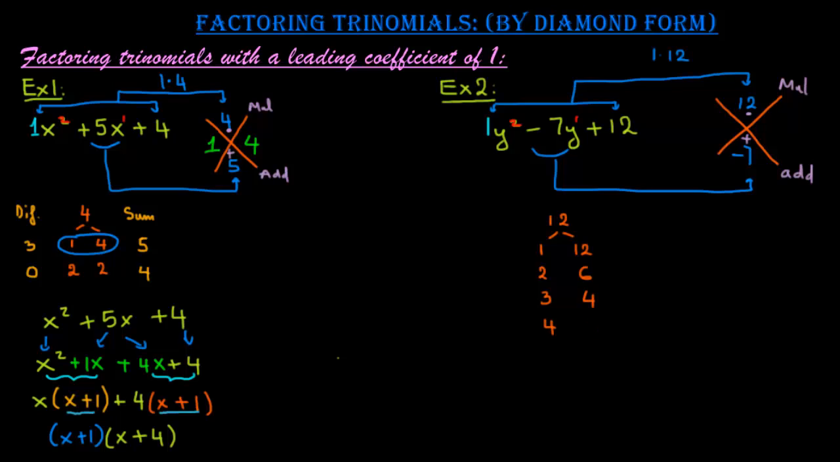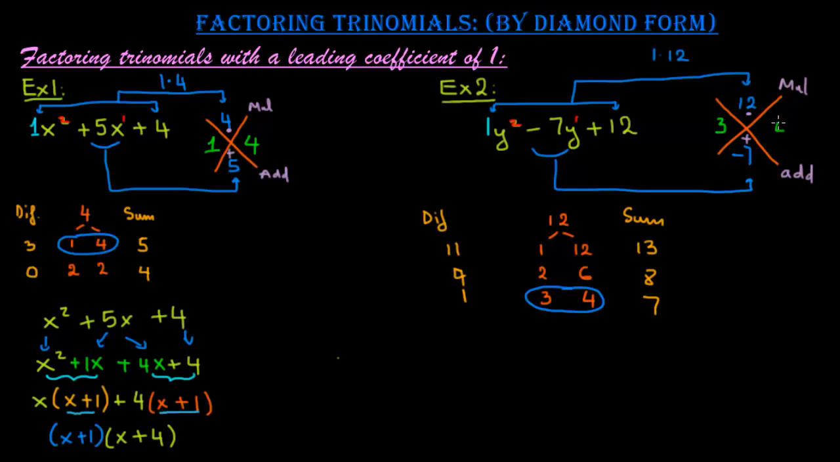So let me back up on this step and take away 3 and 4. The next step is to find the sum of each pair. The sum of 1 and 12 is 13. 2 and 6 is 8, 3 and 4 is 7. These sums are 13, 8, and 7. So the pair that gives me the number at the bottom of the diamond form is 3 and 4, which gives me 7. Let's plug them in and see what we're going to do next.